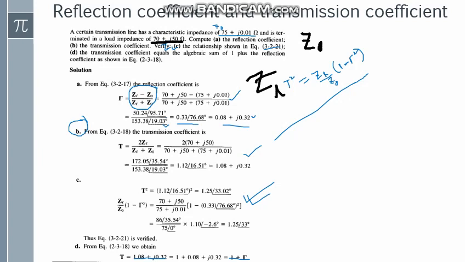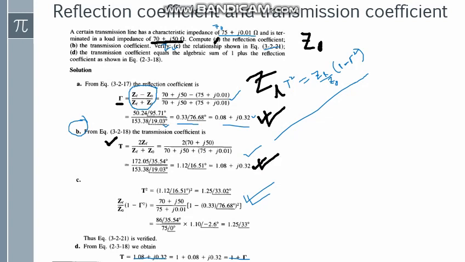So first of all, we have to compute the reflection coefficient. The equation of the reflection coefficient is ZL minus Z0 divided by ZL plus Z0. After calculating it, we can get the reflection coefficient. After that, we have to find out the transmission coefficient. The equation is 2ZL divided by ZL plus Z0. So again, we will put the value and we will get the answer clearly.